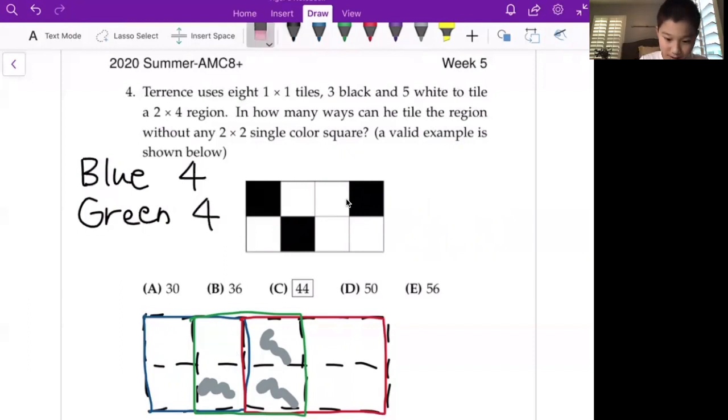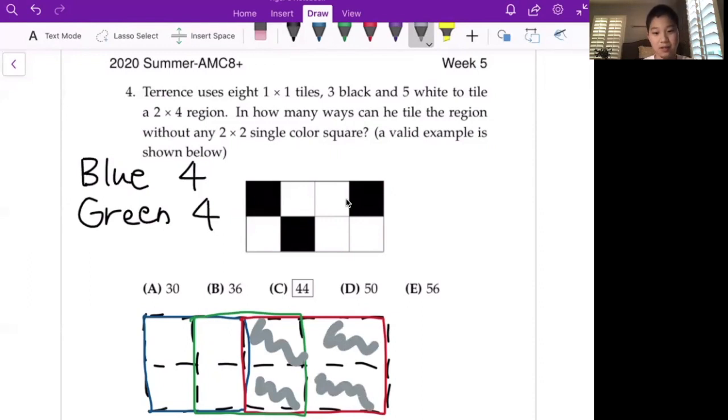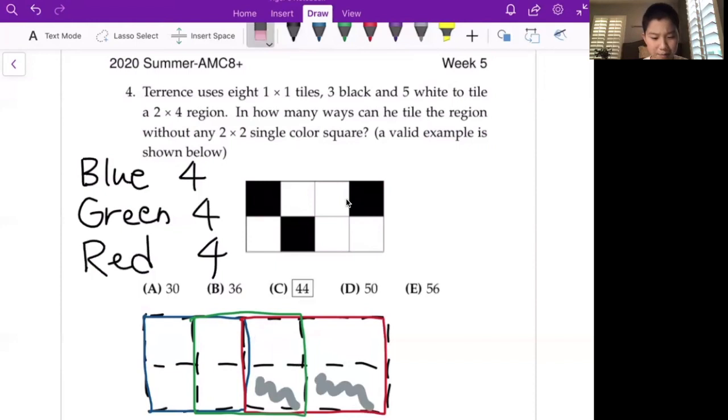Now, how about the red one? Well, let's do it again, all white, because we're doing complementary counting. We want it to be single color. So then we're left with, again, white and 3 black. So there are 4 ways again. Yep, so red, 4. Now, we're done with all the complementary counting, but let's think about it. Can there be overlaps?